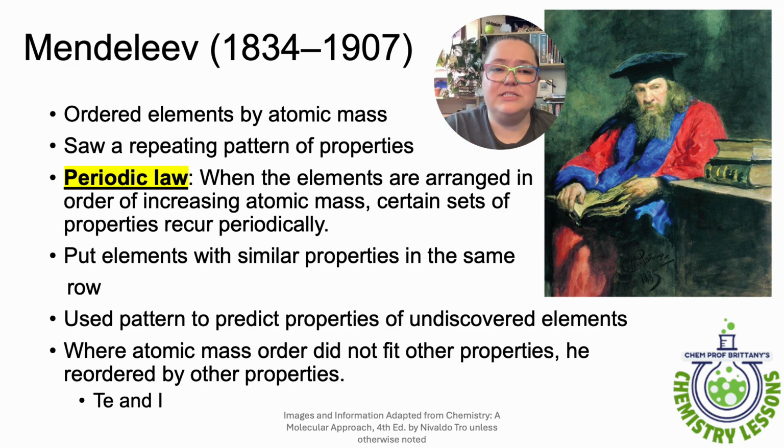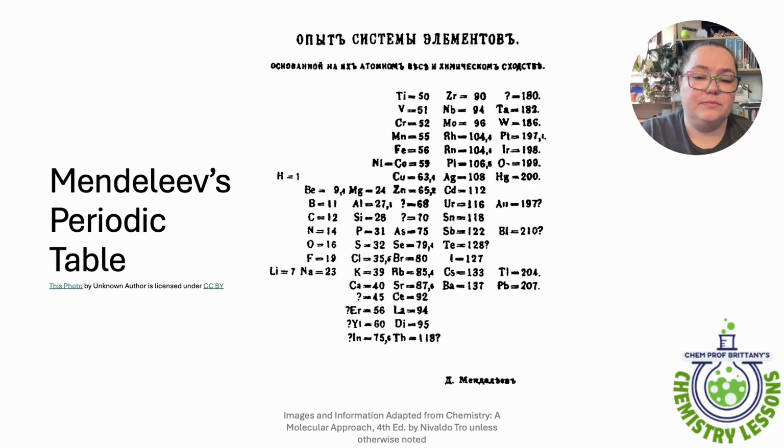So he put elements with similar properties in the same row, and he used patterns to predict the properties of elements that hadn't even been discovered yet. So where the atomic mass order didn't fit other properties, he reordered by other properties. And a notable example of this is tellurium and iodine. So this is what his periodic table looked like.